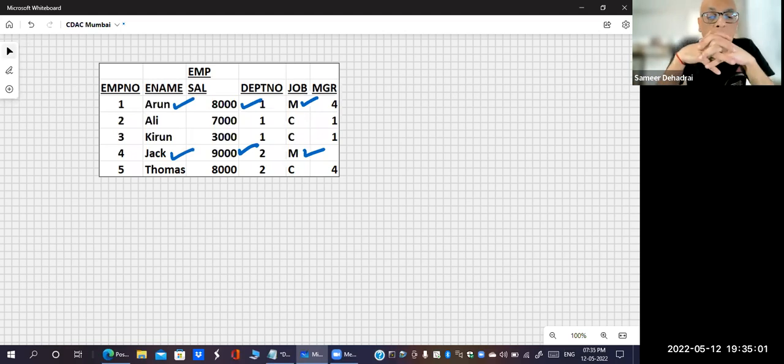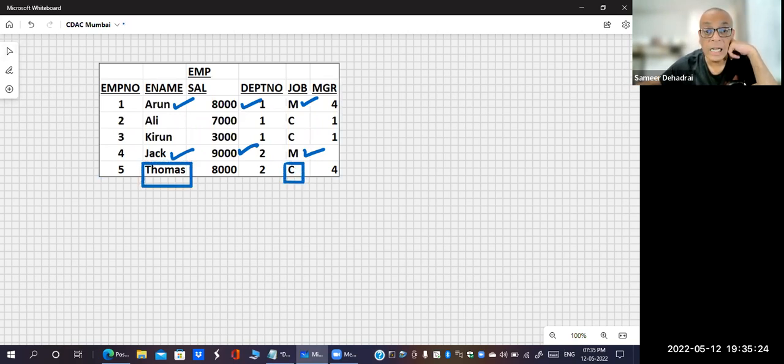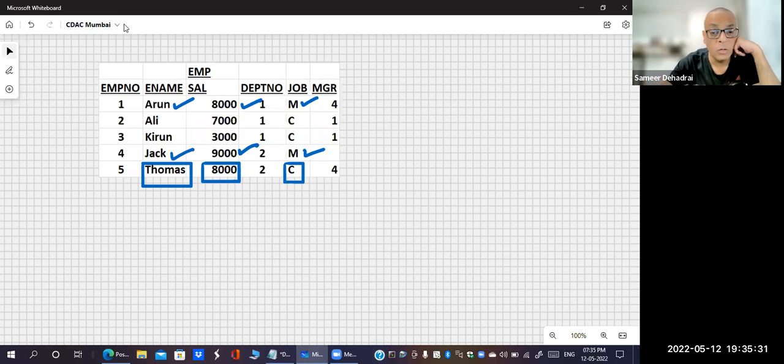Now here is my requirement. I want to display all the rows who are receiving a sal equal to any of the managers. For example, Thomas is there. He's a clerk, but his sal is 8,000. It is equal to that of one of the managers. Understood the problem?